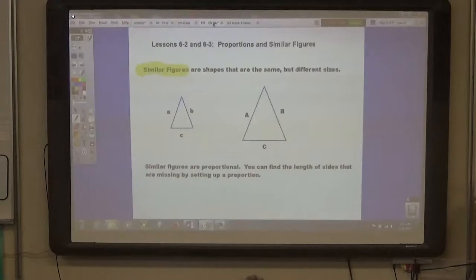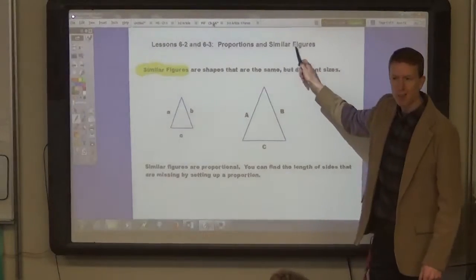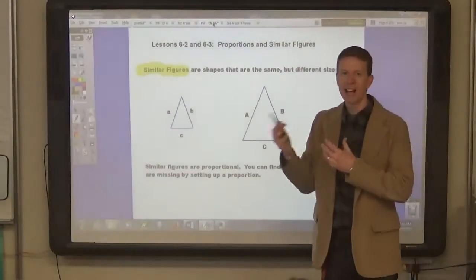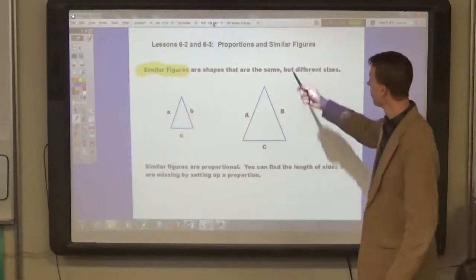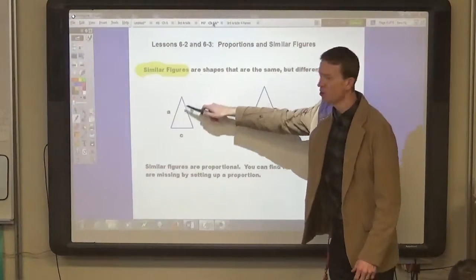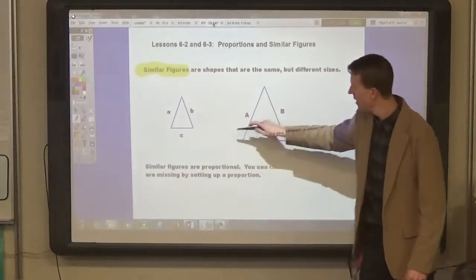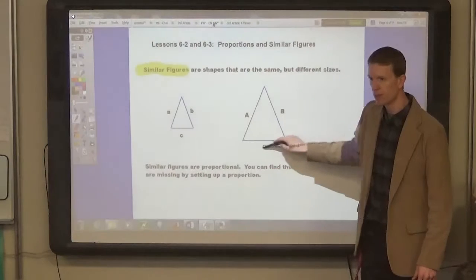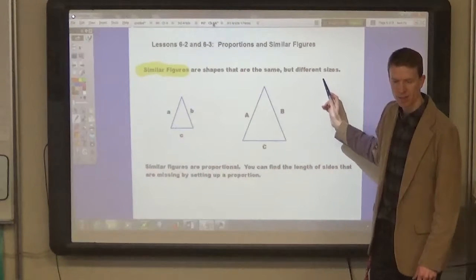Similar figures today. And that's an important term in math, similar. This word similar means something. It doesn't mean just, well, how you would use it in English class. Similar actually means that you have two things that are exactly the same shape, but they are different sizes.